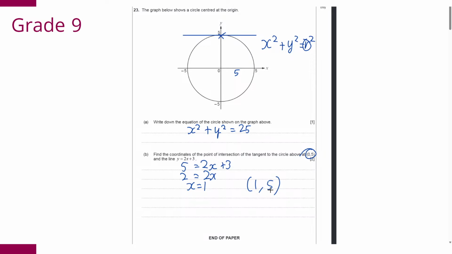If you're asking why, it's because y is at 5 on all points of this line, right? So we know that y equals 5. Therefore, we substitute the 5 in, find out what x is, and that's our coordinate. Okay.